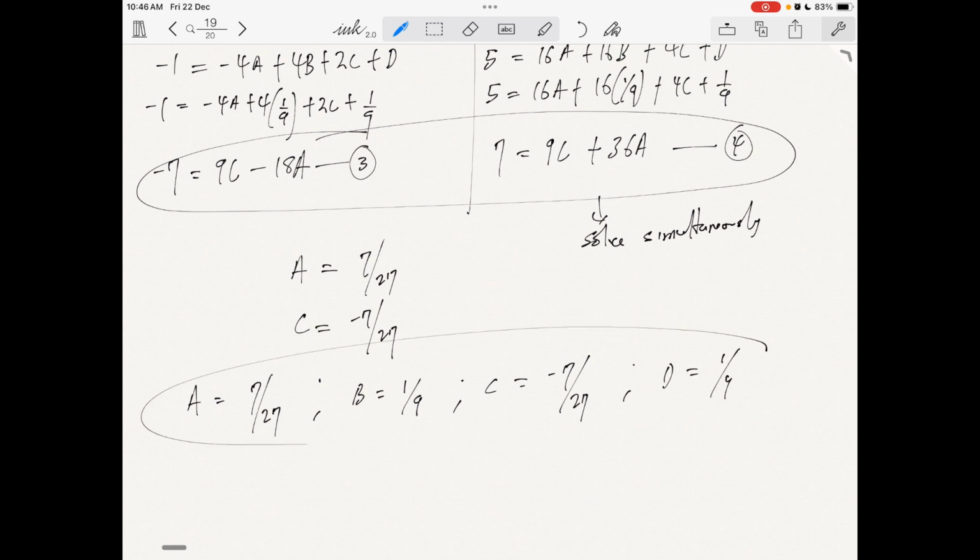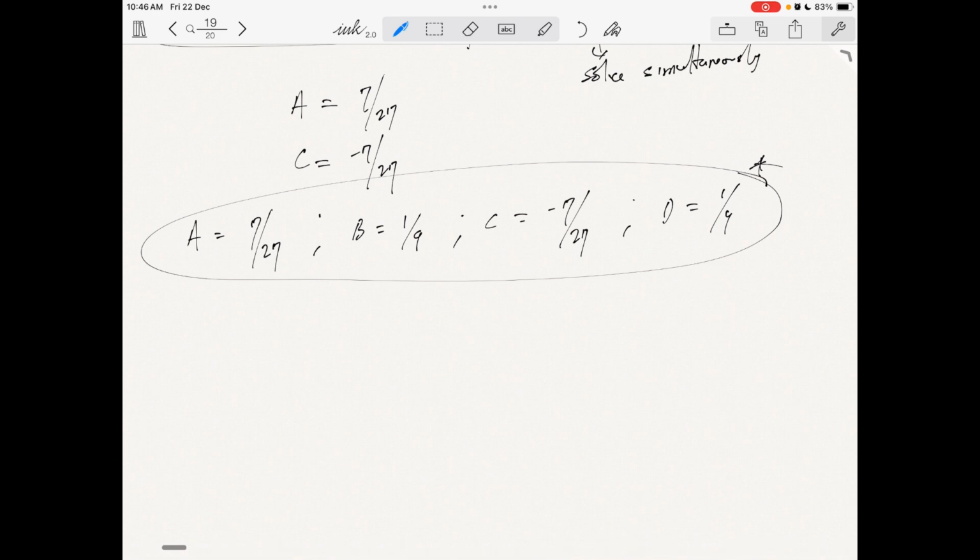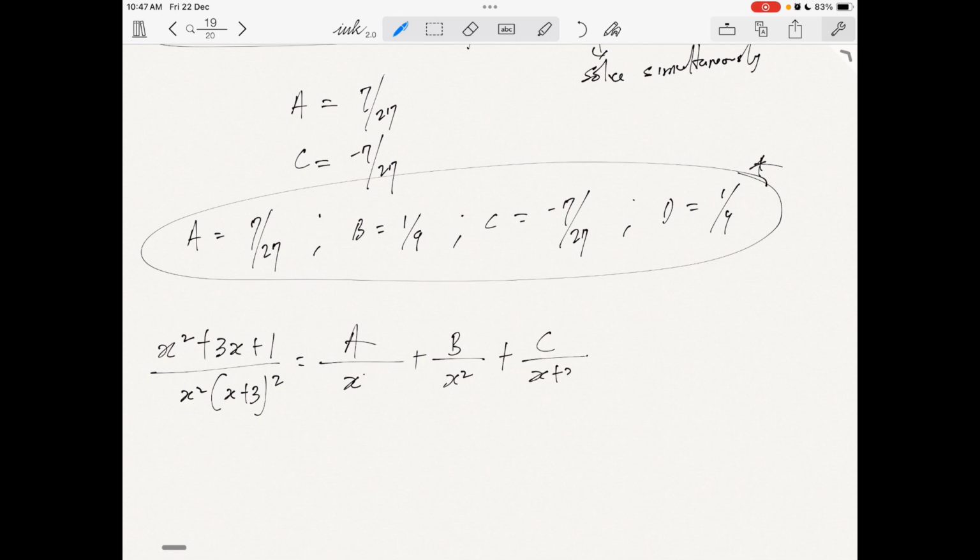So once we have this, as usual, we go back to the beginning of the question, and we finalize it and substitute our values for a, b, c and d. So we have the question, ax squared plus 3x plus 1 divided by x squared into x plus 3 whole squared, is equal to a over x plus b over x squared plus c over x plus 3 plus d over x plus 3 squared.